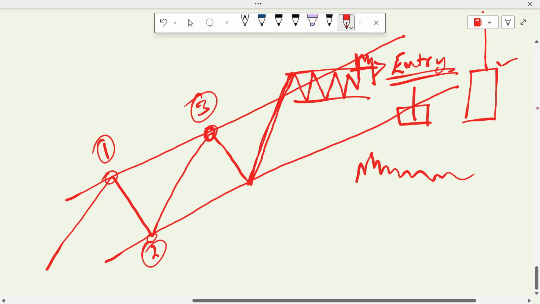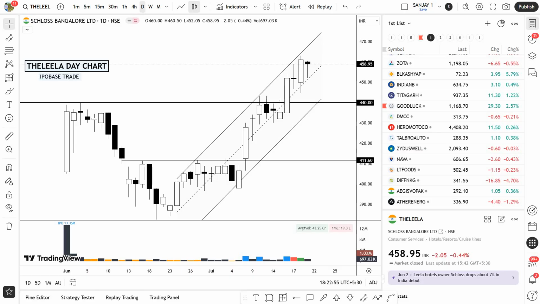Very rarely, out of 100, only 20% of these structures are going to give you a successful move to the upside. All right, so as of now we are seeing the stocks are getting matured, the trends are getting matured, and most of the bases are forming at a higher level, which do not suggest any kind of accumulation. They are kind of distribution ranges. Let me show you some of the examples.